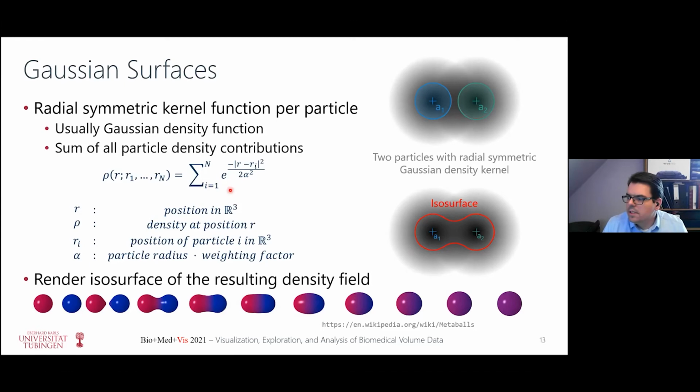This is the equation. I don't want to go into details here. It's just a sum of exponential functions to model this radial symmetric decreasing function. And here you can see some results. If you extract the isosurface for a certain iso value, you get these images. If the two spheres are farther away, they're not connected, and the closer they get, the density contributions start to merge, and then you get this smooth surface that covers both of them.